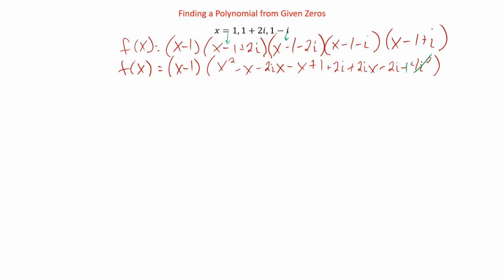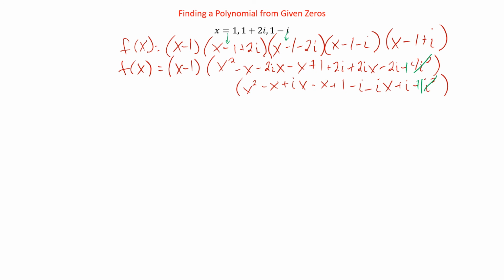All right, and then the last one, I'm going to put it underneath. That's just what we'll have to do here. x times x is x squared. x times negative 1 is negative x. x times i is plus ix. Then negative 1 times x is minus x. Negative 1 times negative 1 is plus 1. Negative 1 times i is minus i. Then the negative i goes to negative x, so negative ix plus i, and then minus i squared, but minus i squared is going to be plus 1.